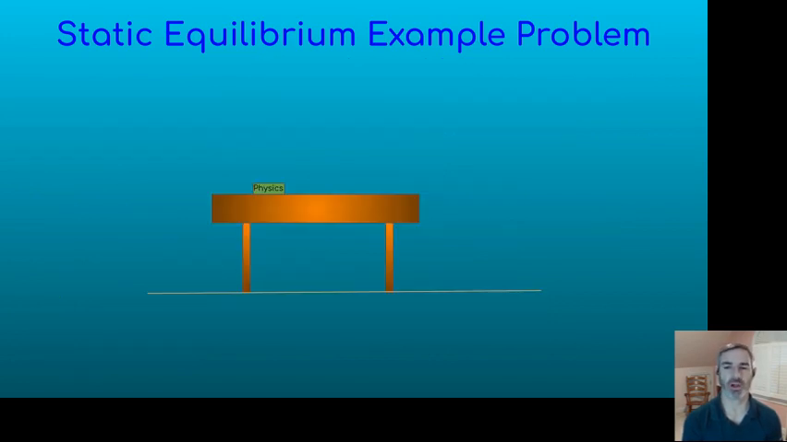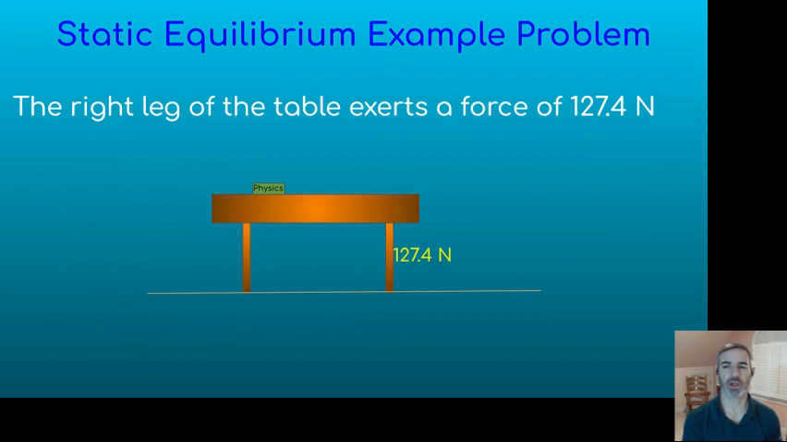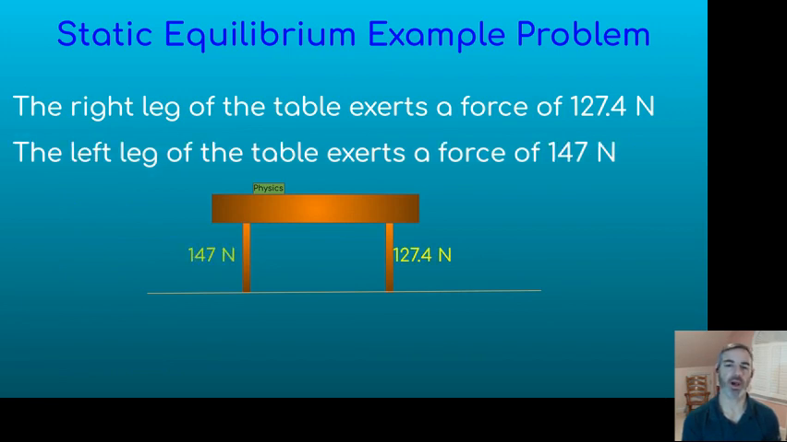So let's check and make sure our answer makes sense. So the right leg exerts 127.4 and the left leg 147, which at the beginning we said, yes, the left leg is going to exert more force than the right leg because the textbook is shifted towards the left leg, so our answer does make sense.